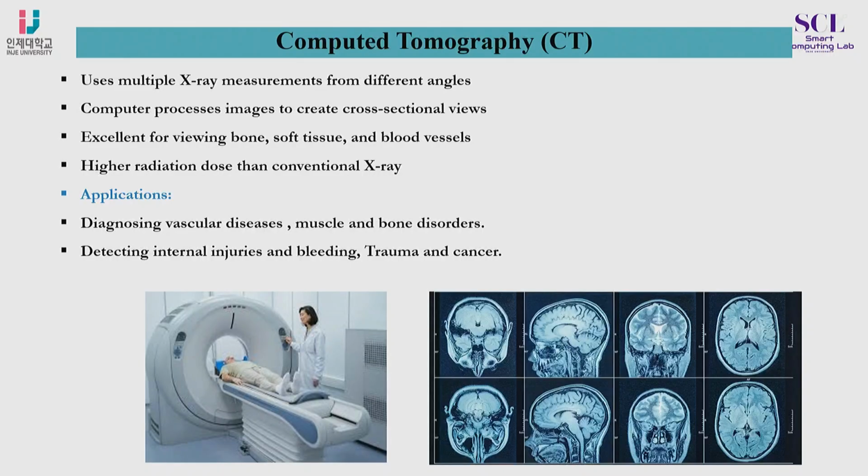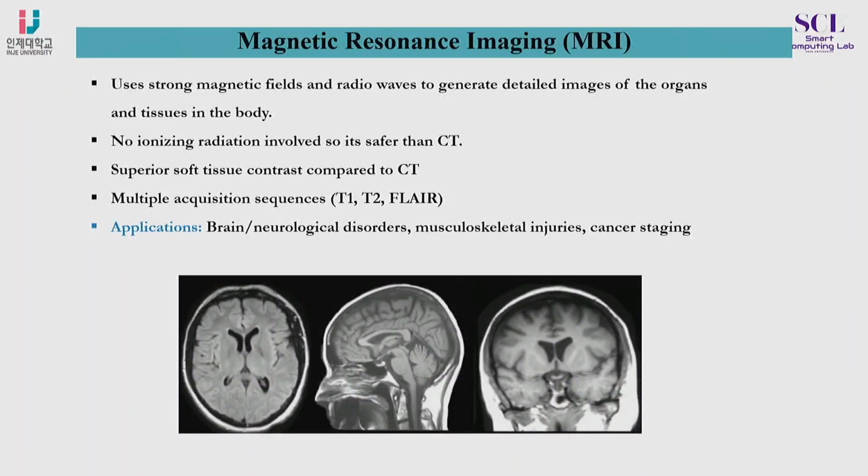The application is diagnosing vascular disease, muscle and bone disorders, detecting internal injuries and bleeding, trauma, and cancer. This is another kind of modality, magnetic resonance imaging, and it uses strong magnetic fields and radio waves to generate detailed images of organs and tissues in the body. It has multiple acquisition sequences: T1, T2, and FLAIR. Mostly it is used for brain related disorders.